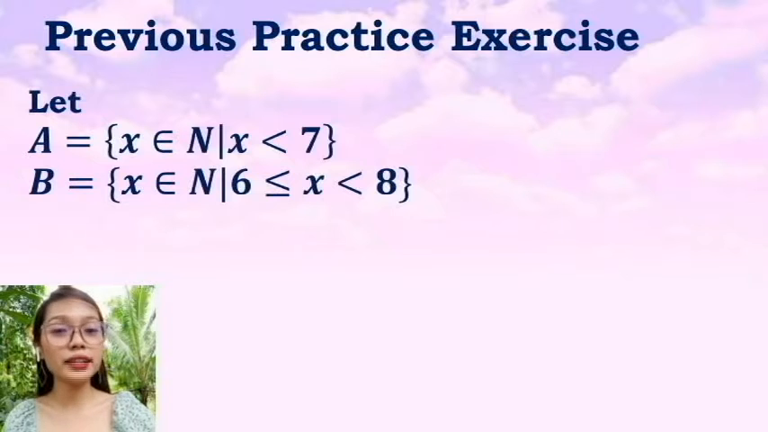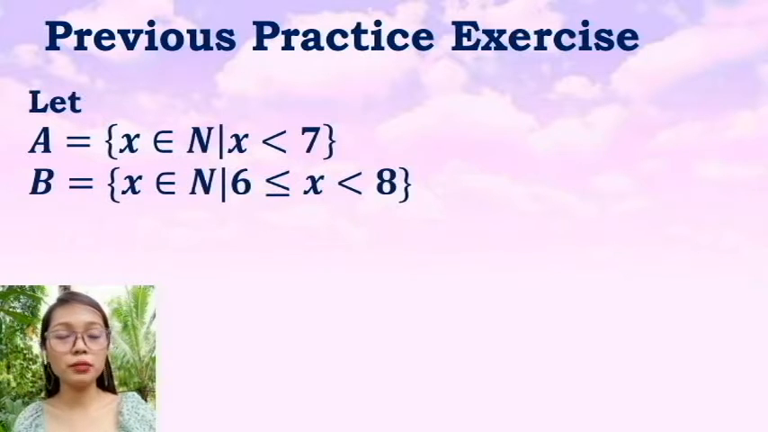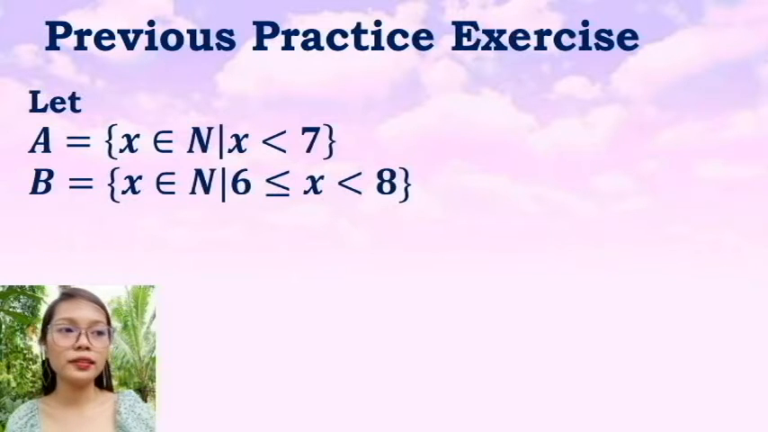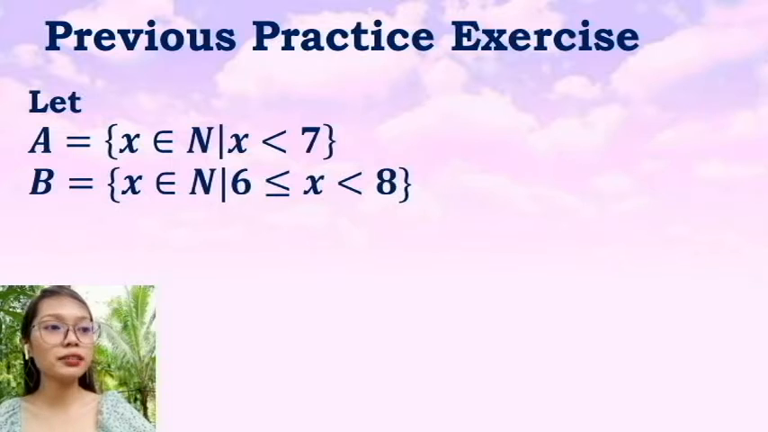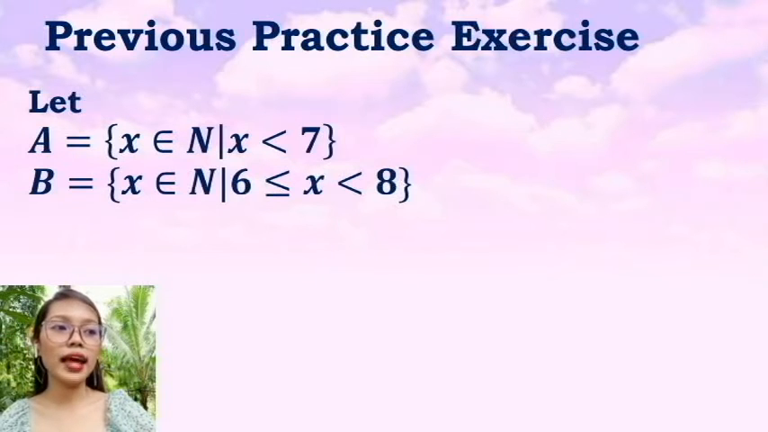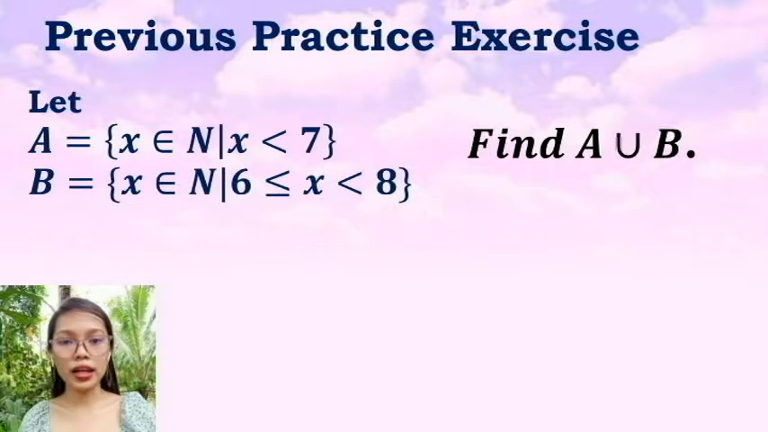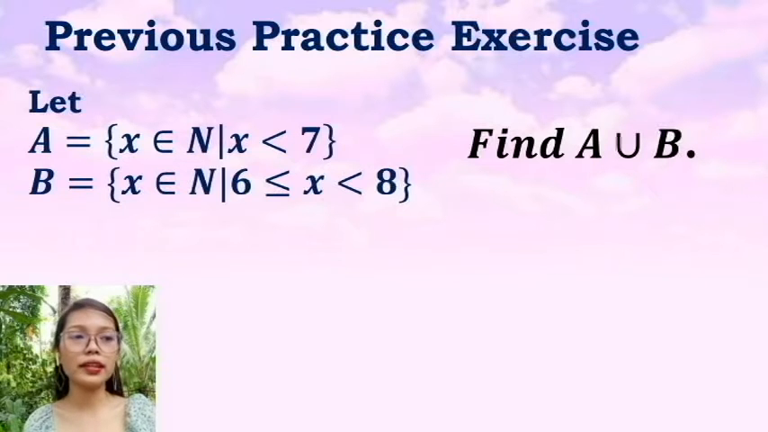Okay, we have set A, which is the set of all x that are elements of the natural numbers such that x is less than 7, and we have set B, which is the set of all x that are elements of the natural numbers such that x is greater than or equal to 6 but less than 8. Unsa man ang union ni A ug ni B? Okay, unang sa nato pangita, unsa kay ni nga mga elements nga nani A ug nani B based on the given.